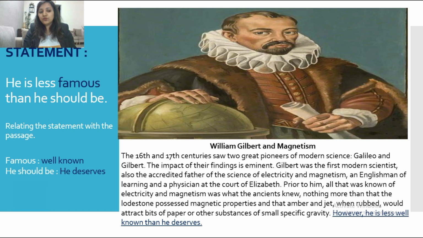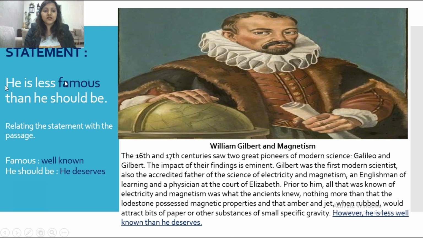You can say that the word famous has been paraphrased with the help of a synonym over here, and the synonym they have used instead of the word famous is well known. And the set of words "he should be" is paraphrased as "he deserves." So the examiner has used a paraphrasing technique over here, using synonyms so that it could be a little trickier for you, right? You know that famous can be related to well known, and "he should be" can be related to deserves.